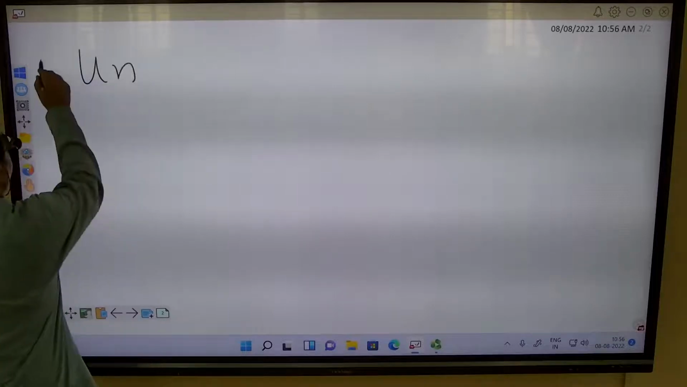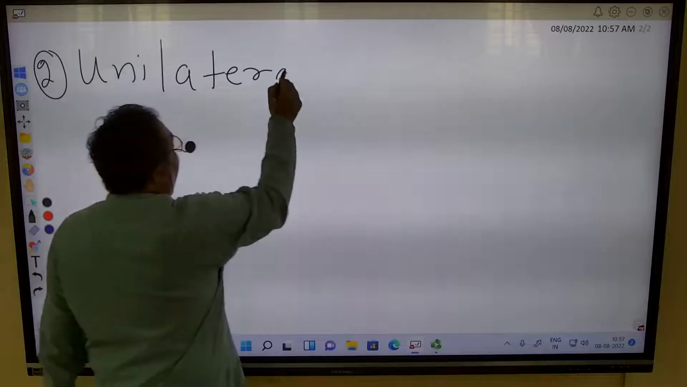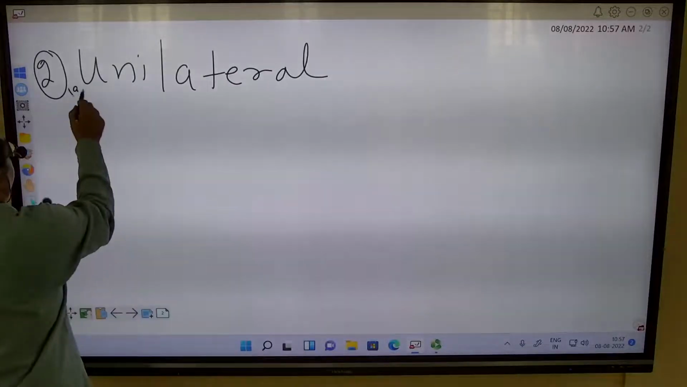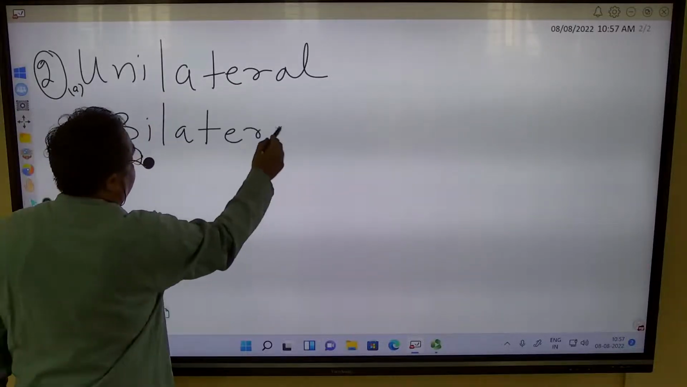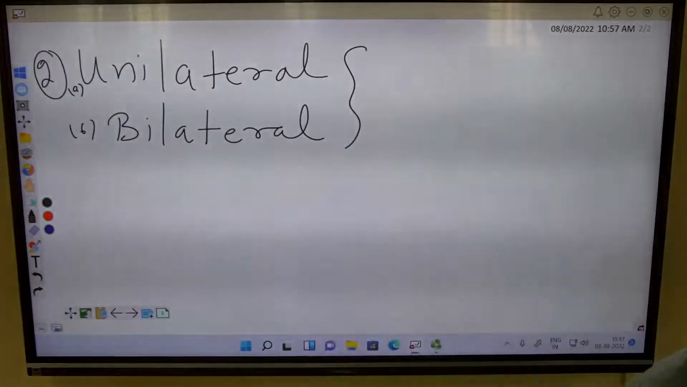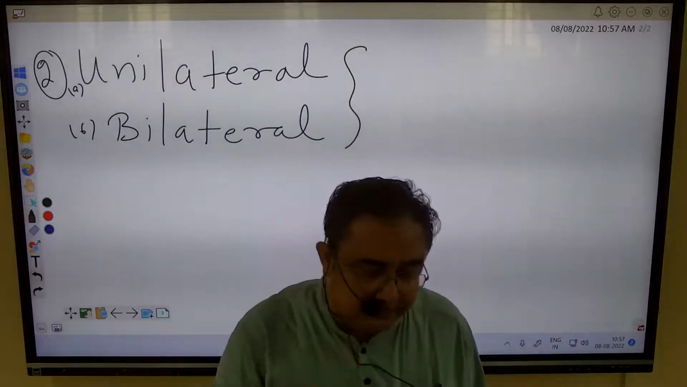Now types of sources. Before types of sources, let us take another word, unilateral and bilateral. Unilateral versus bilateral. What is a unilateral device and what is a bilateral device? This you have to understand.